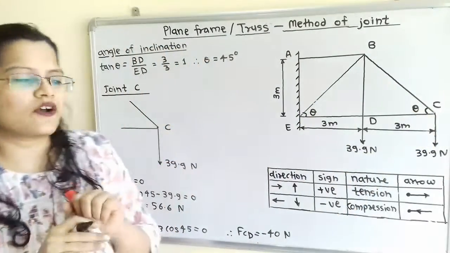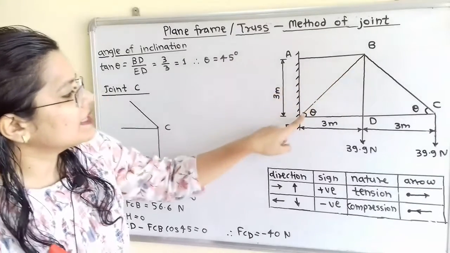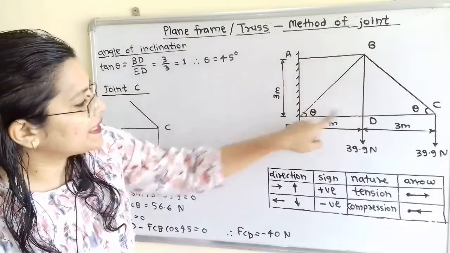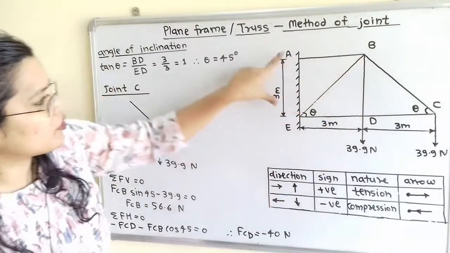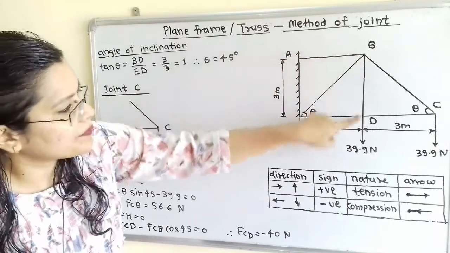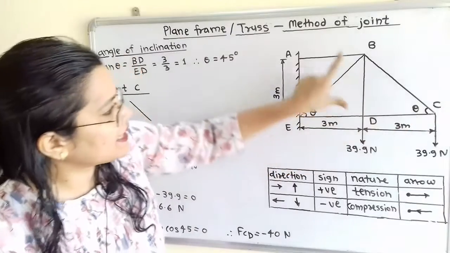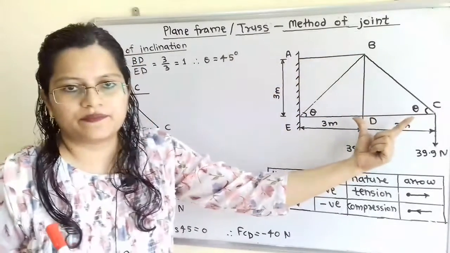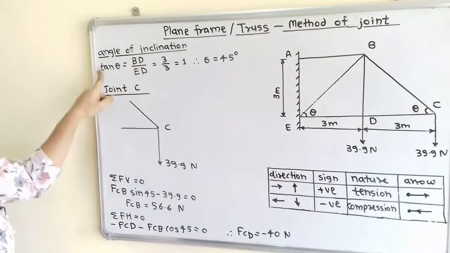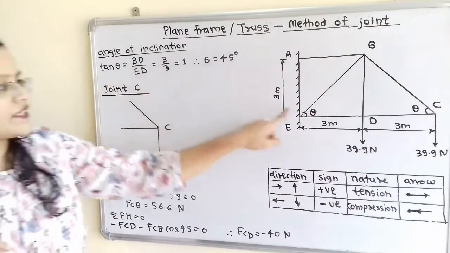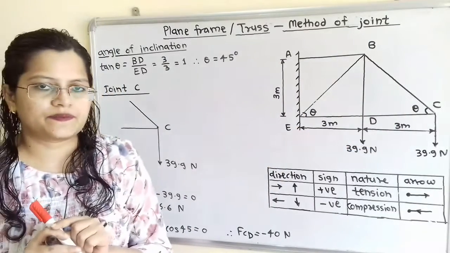Now how to find out this angle theta? So if I consider the triangle EDB, then tan theta is equal to BD by ED, and this is equal to 3 by 3 because AE is equal to BD. In the same way in triangle BDC, tan theta is equal to BD by DC, and that is also equal to 3 by 3. So tan theta is equal to 1 and theta is equal to 45 degree. So this angle is equal to 45 degree.